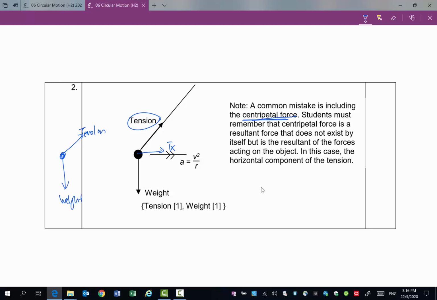Because centripetal force is actually a net force, a resultant force, and we never draw the resultant force in the free body diagram. So finally, I stress, in this case, it is the horizontal component of the tension that provides the centripetal force.